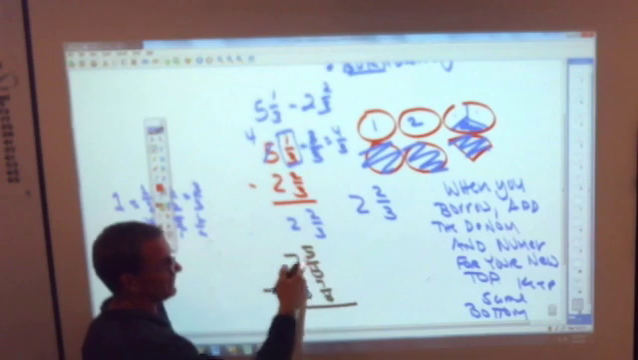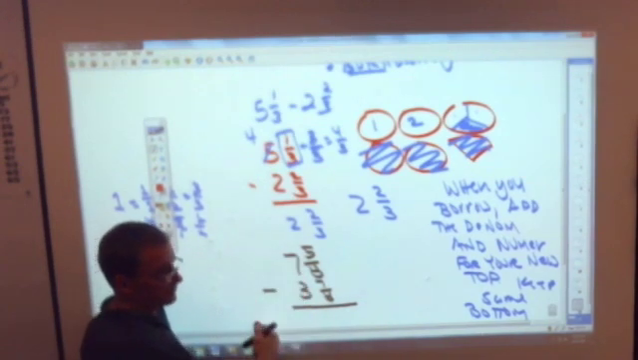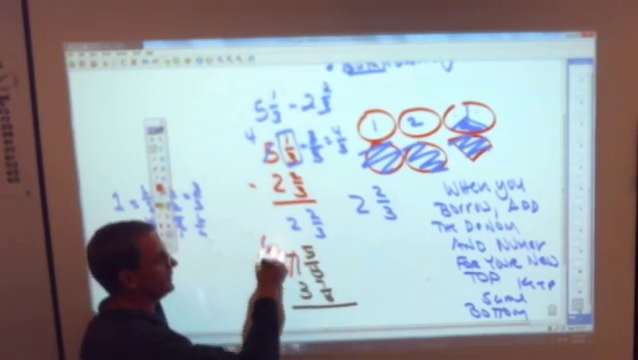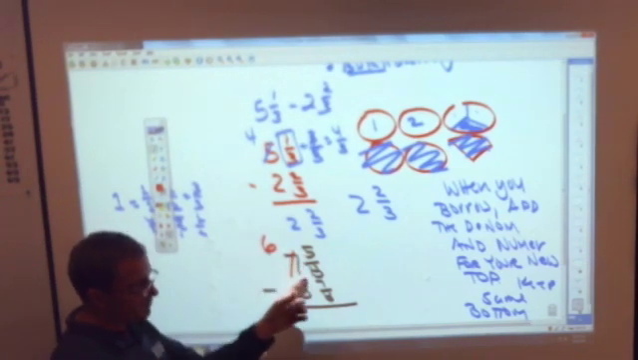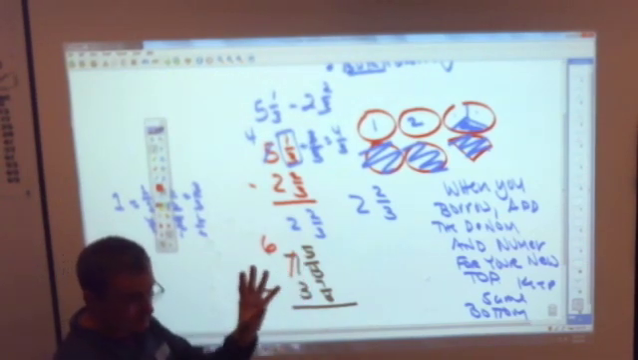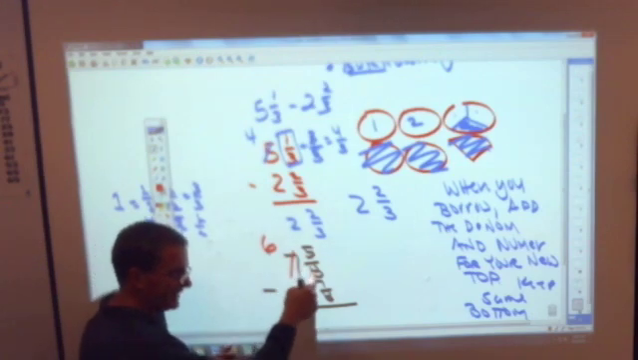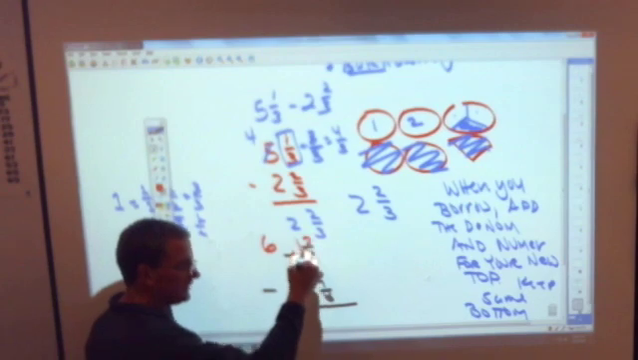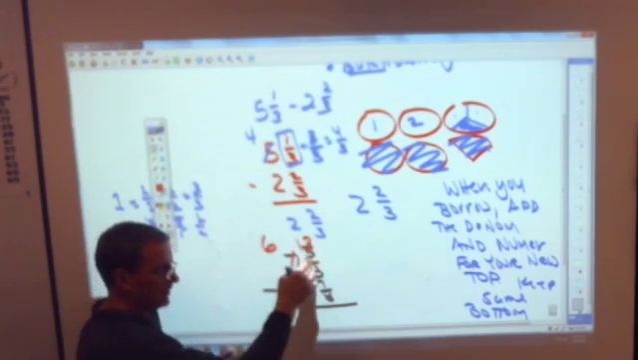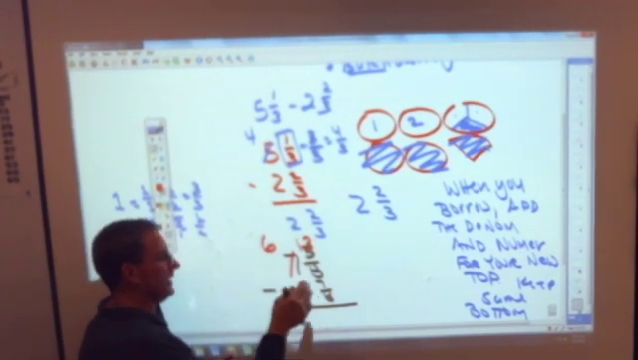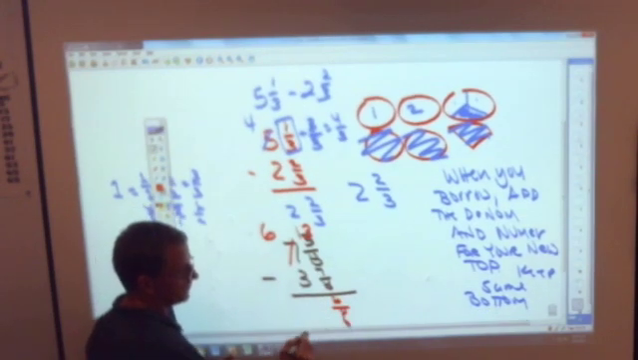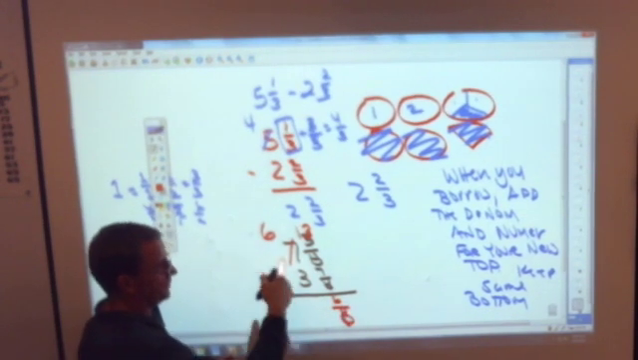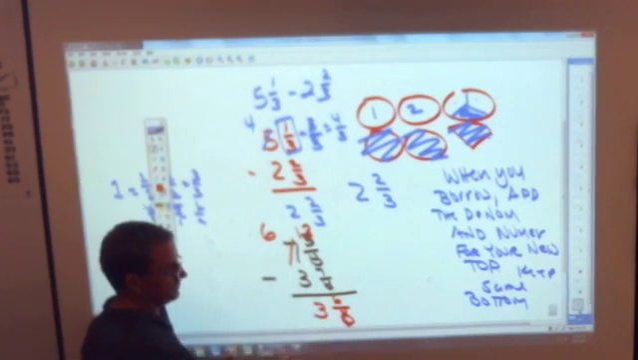I cannot take 7/8 from 5/8, so I need to change this fraction. I borrow from the 7, it becomes a 6. And the rule simply says this: to get my new top number, it's not 15. I don't just put a 1 there. I add 8 plus 5 together for my new top number, which is 13. Add these 2 together, new top number. And then 7 from 13 is 6. And 3 from 6 is 3.